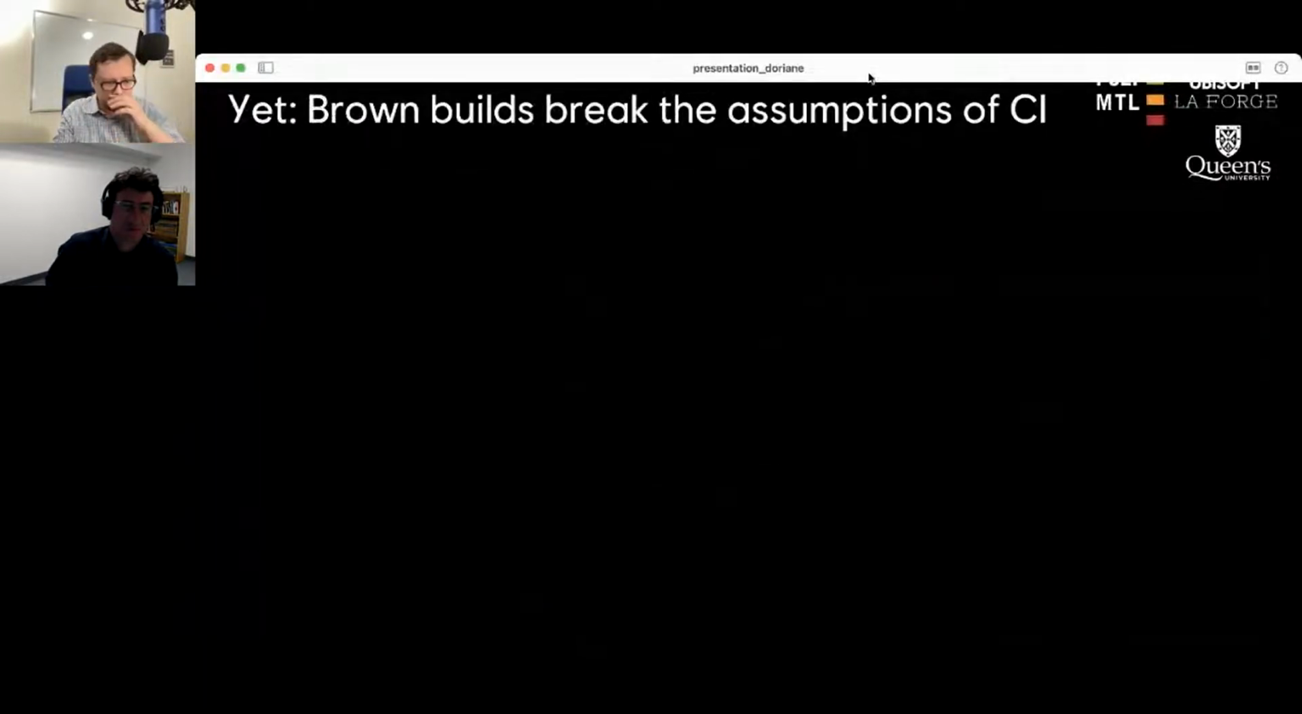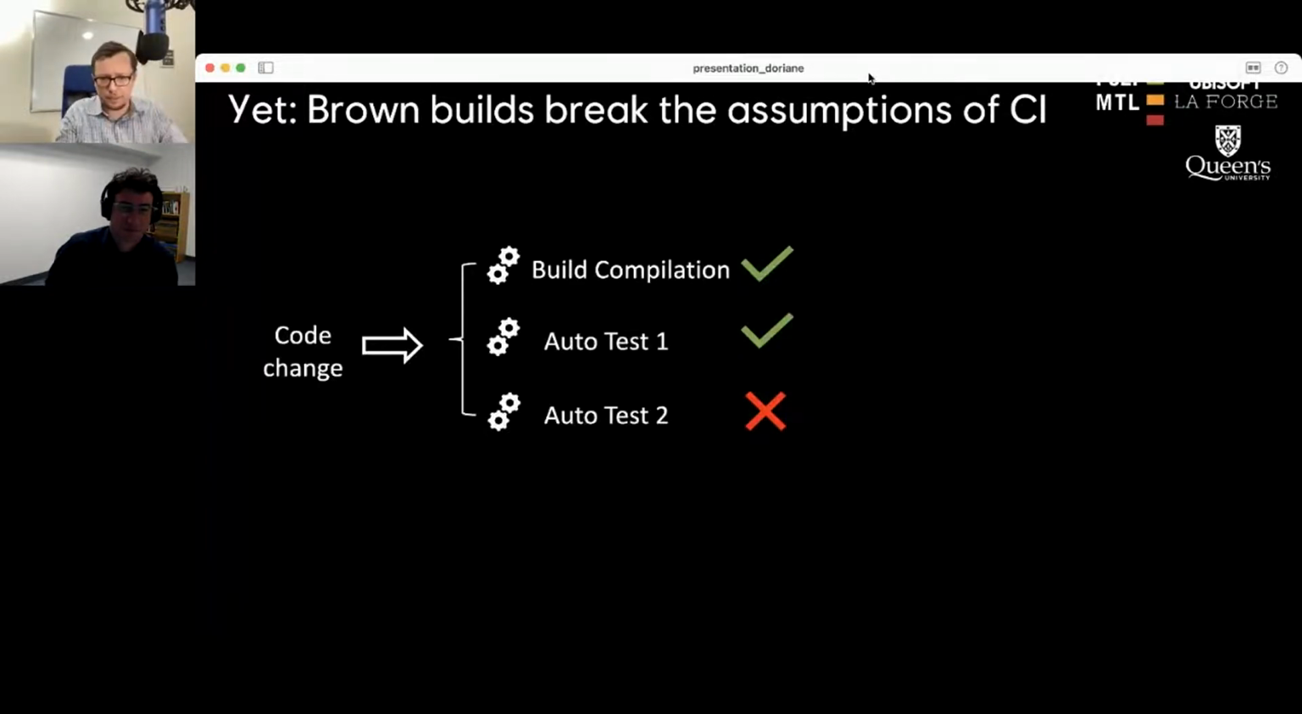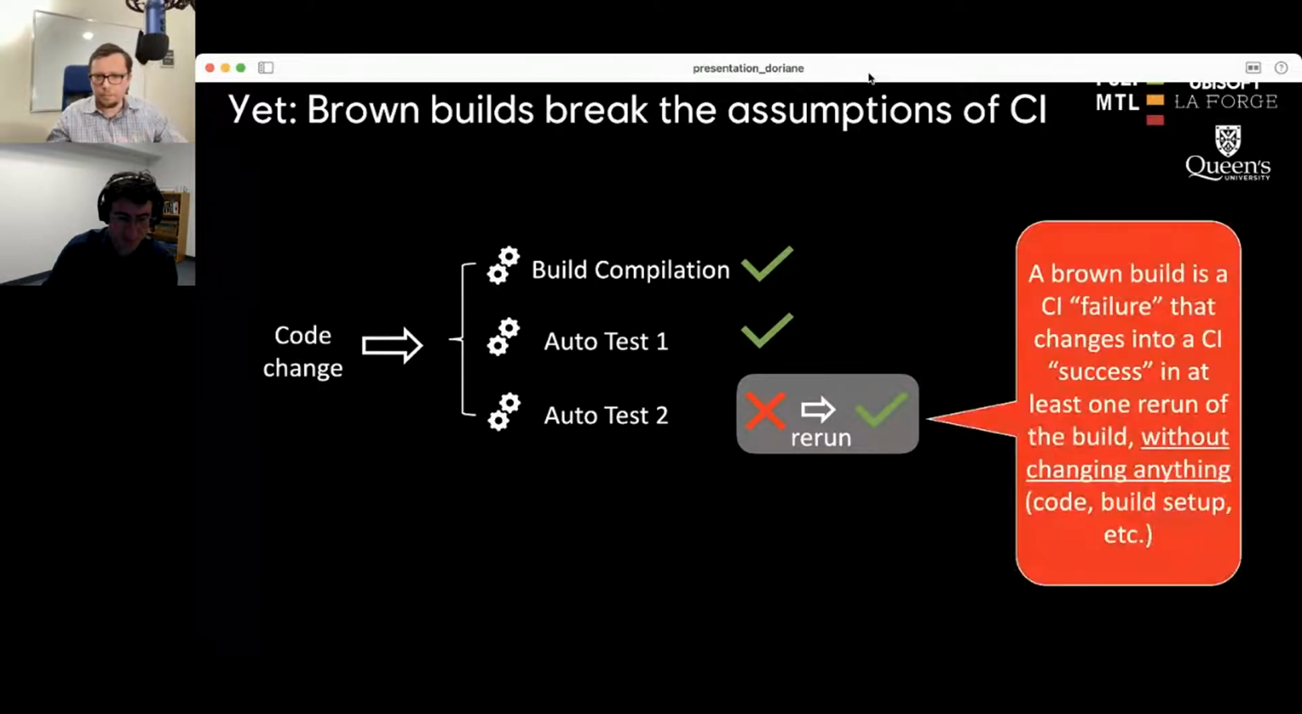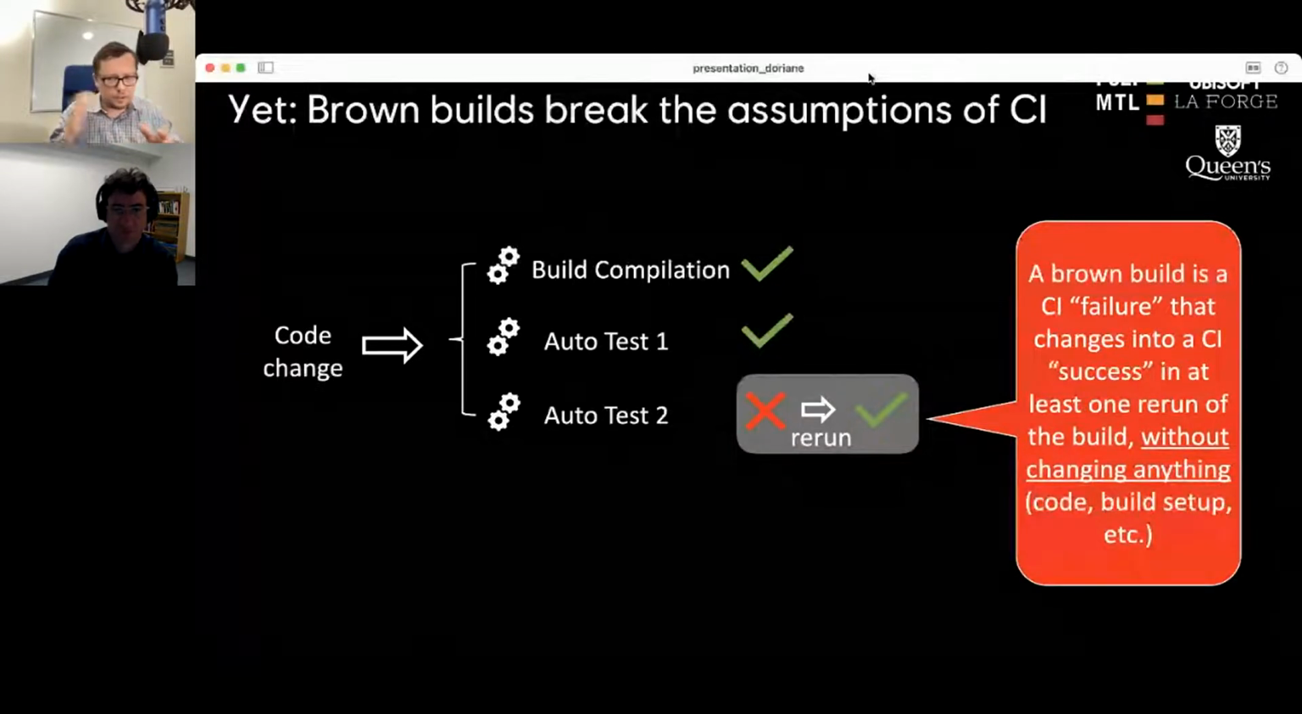However, there are quite some cases where this assumption breaks. If we have the same setup as before, some kind of failing tests or compilations, if you just retry and rerun them often enough, at some point they might suddenly succeed. They are called brown builds. And they succeed without changing anything. You don't change the code, you don't change the build setup, you just rerun often enough.